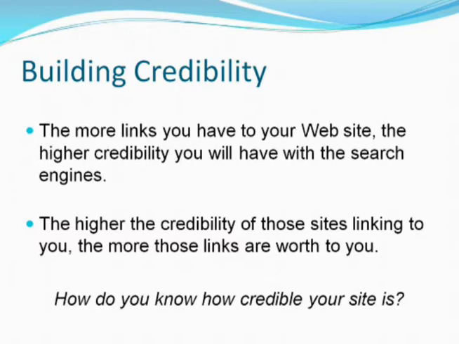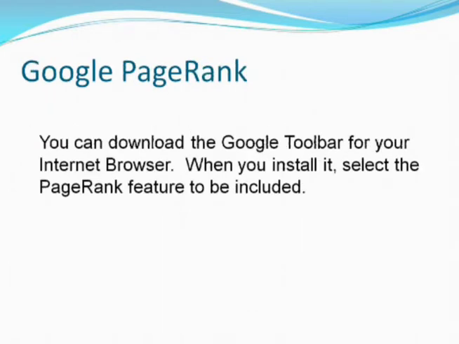So how do you know how credible your site is to the search engines? Well, one major thing you can do is look up your Google PageRank. Google quantifies your credibility between 1 and 10, 10 being the most credible. And so the question is, how do you find out what your own Google PageRank is? You can download the Google toolbar for your internet browser. When you install it, select the PageRank feature to be included.